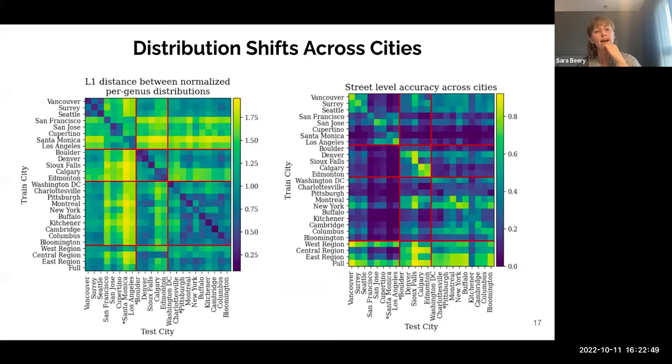The other dimension of shift is visual shift. That's because different environmental factors affect the ways that trees grow. So these trees can actually look a bit different for different cities.